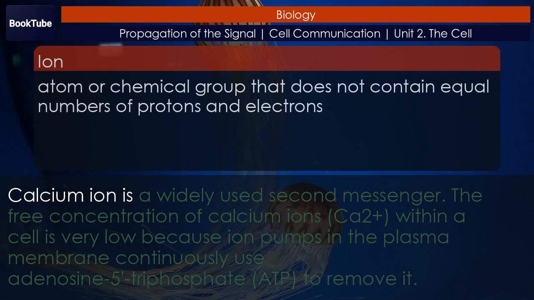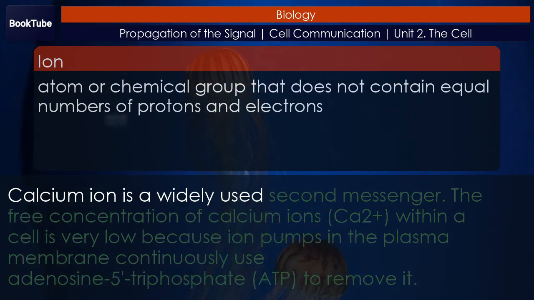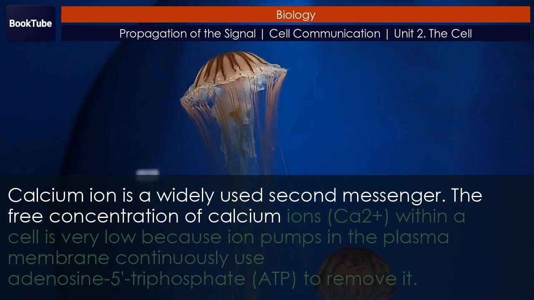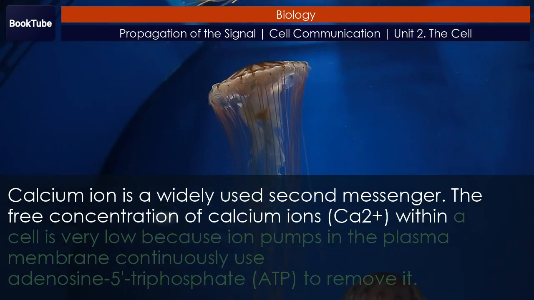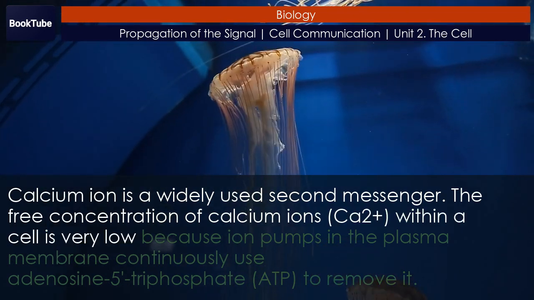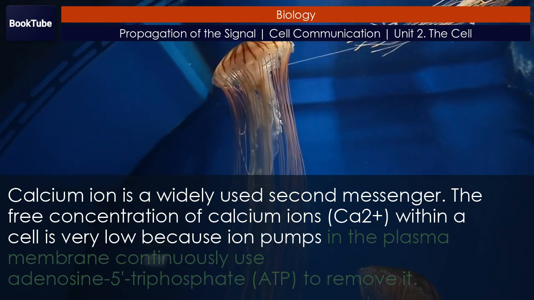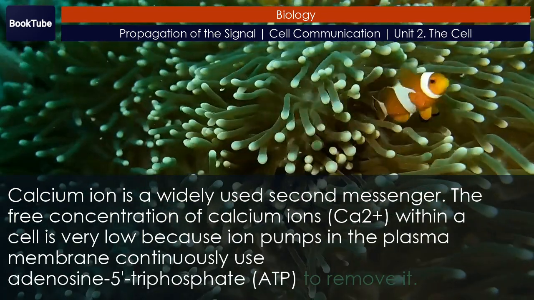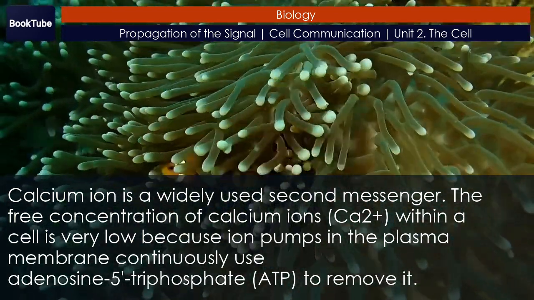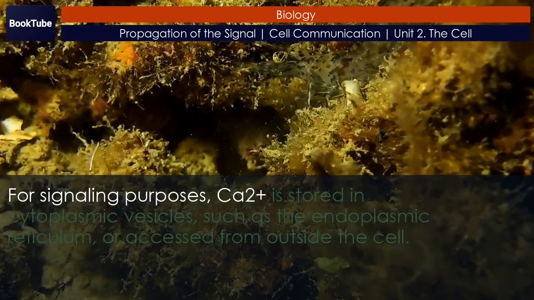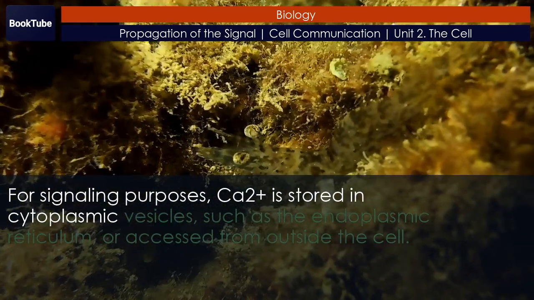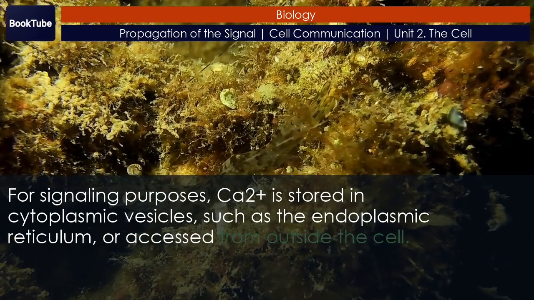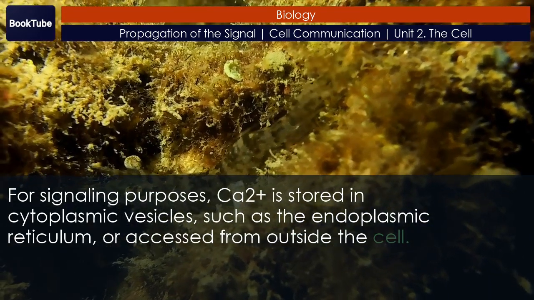Calcium ion is a widely used second messenger. The free concentration of calcium ions, Ca2+, within a cell is very low because ion pumps in the plasma membrane continuously use adenosine-5' triphosphate, ATP, to remove it. For signaling purposes, Ca2+ is stored in cytoplasmic vesicles, such as the endoplasmic reticulum, or accessed from outside the cell.